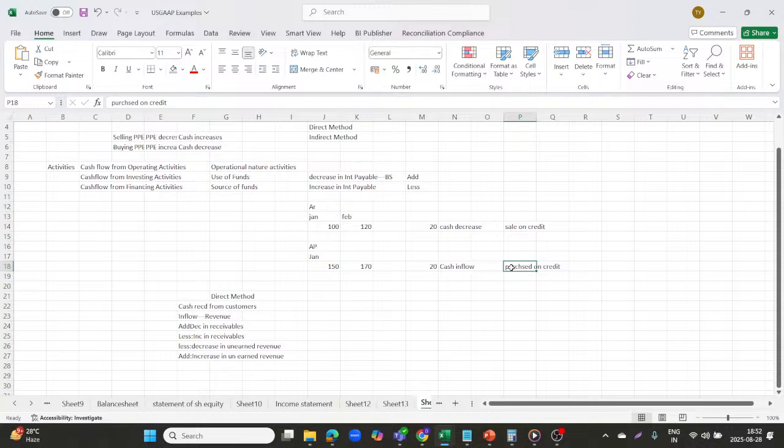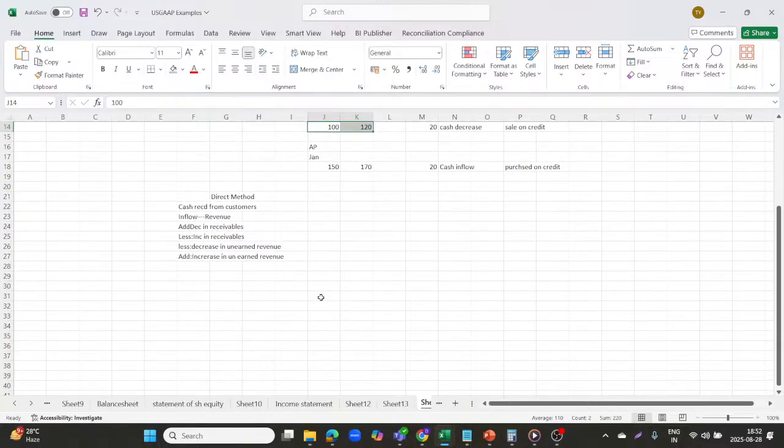So cash is still there in your business. That means there will be cash inflow. So if it is increasing, that is from 150 to 170, that's an increase in cash. So if it is an increase, it will be cash inflow. And if the accounts receivable is increasing, it will be a cash outflow.